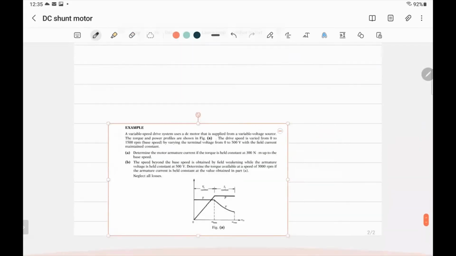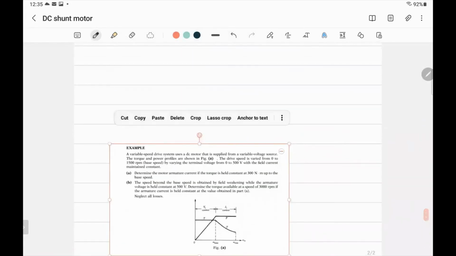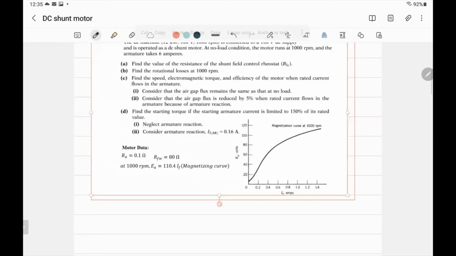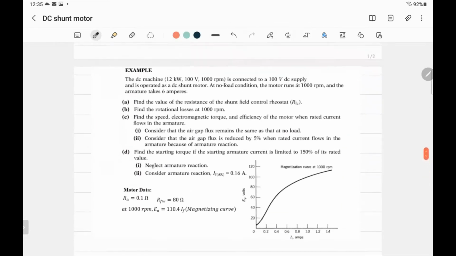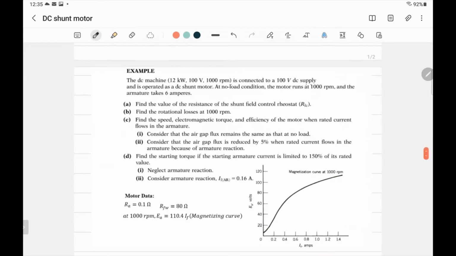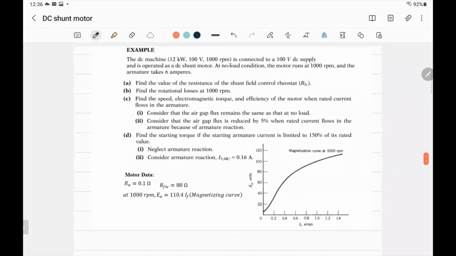Let's have an example here. The example is general, not only about efficiency. Can you see it? Is it okay? Let's read the example. The DC machine, 12 kilowatt, 100 volt, 1000 RPM. That's the data of the DC machine. It is connected to a 100 volts DC supply. All right, so we are using the rated voltage, and it is operated as a DC shunt. So it's connected as shunt.